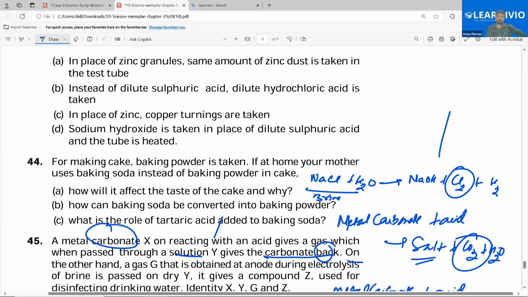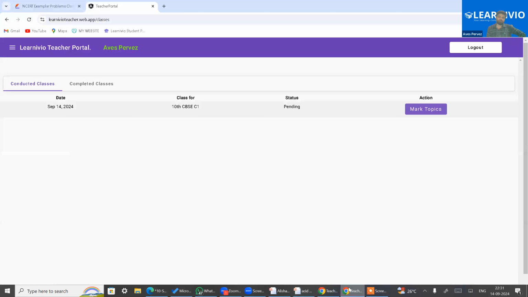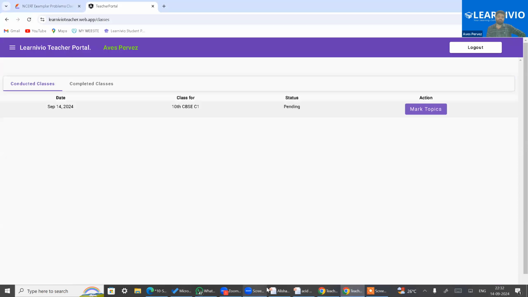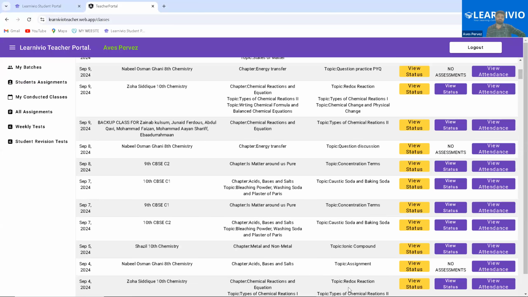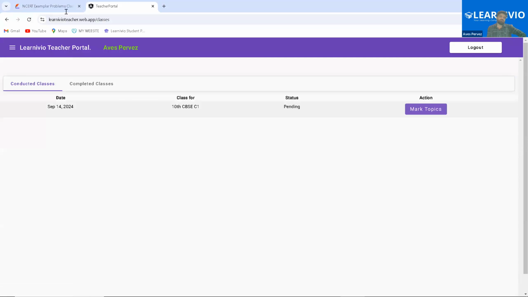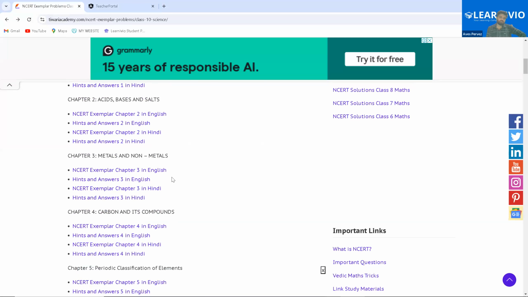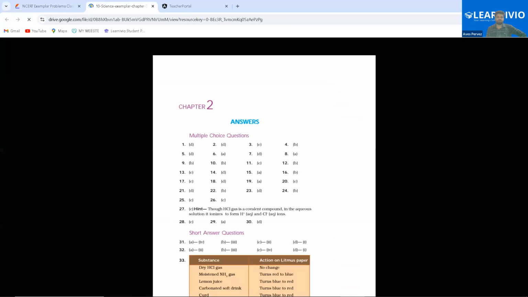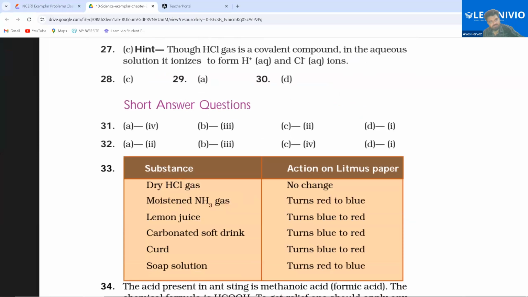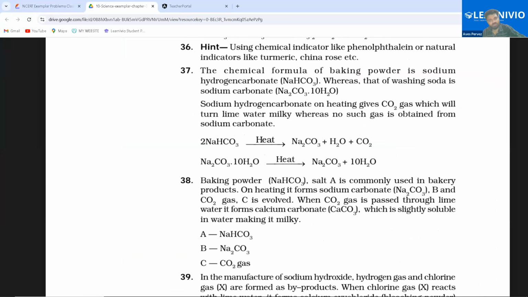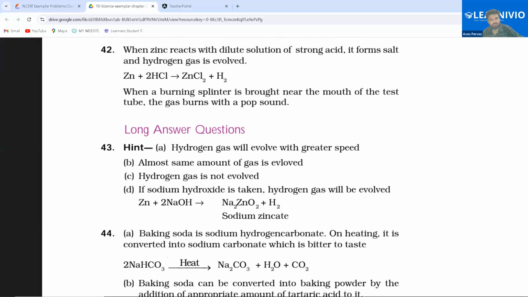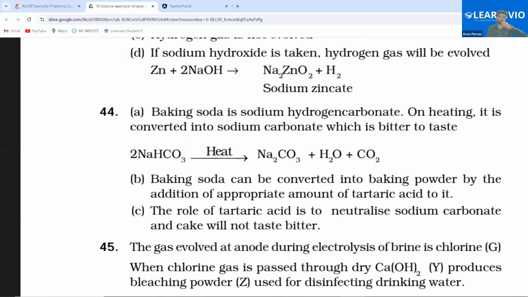If you use baking powder instead of baking soda, it will taste better. Why? Because it is a basic salt of a strong base and weak acid. I wrote because of the formation of sodium carbonate. Here is the question number 44 answer. So everyone, please start writing the answer for this. Exactly the same.